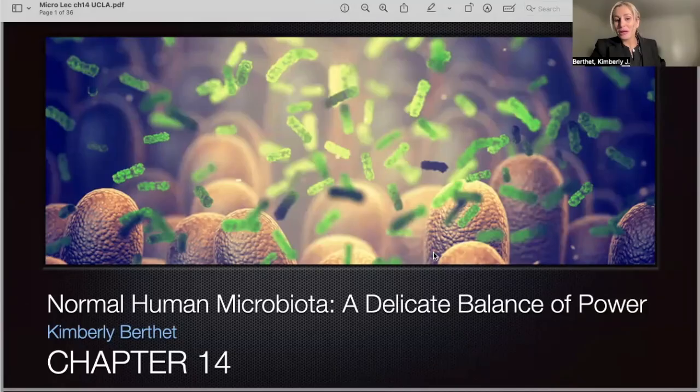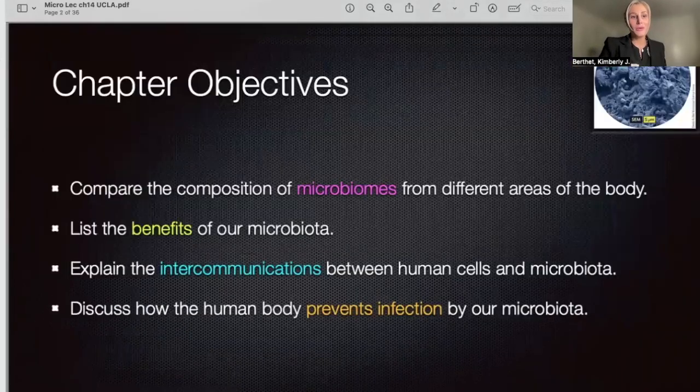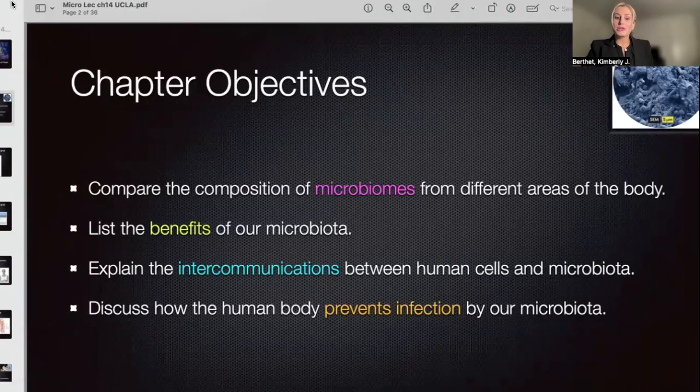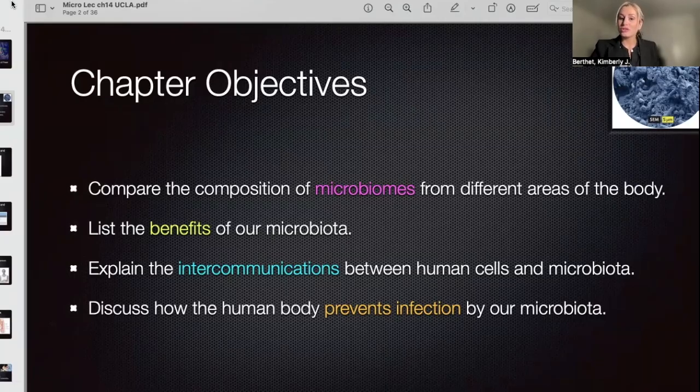So looking at the microbiota, we're going to be looking at the symbiotic relationships between organisms within our body, how they help us. We'll also be looking at dyssymbiosis when we see a state of unbalanced nature between microorganisms. Okay, so some of the topics we're going to be looking at, again, is the benefits, intercommunication between microorganisms, and how we can prevent infection. So how our own microbiota will actually help prevent infection.